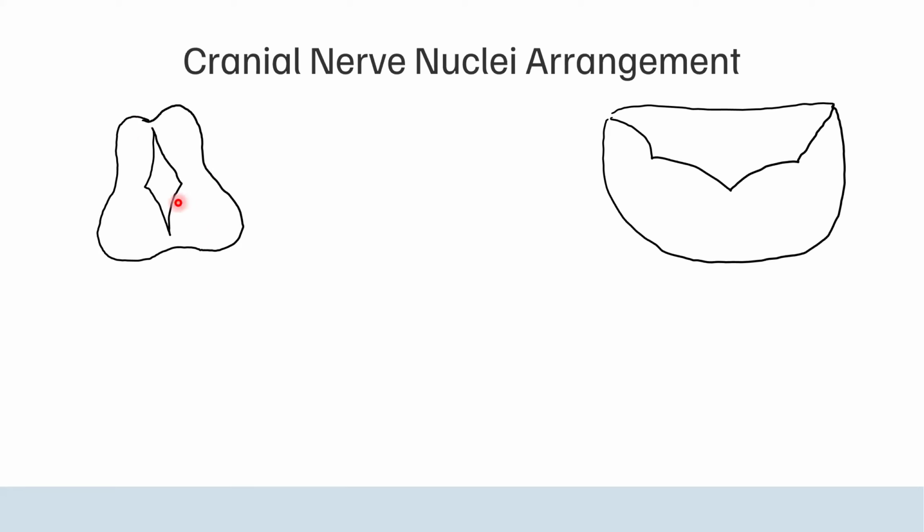Let's consider that this is the neural tube. This is the typical arrangement that you'd see within the spinal cord, where you have this central canal, and then you are going to have an alar plate and a basal plate. The alar plate is typically for our sensory sort of functions, while the basal plate is typically for our motor functions.